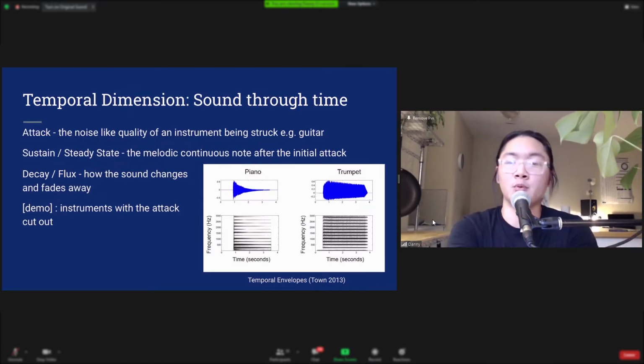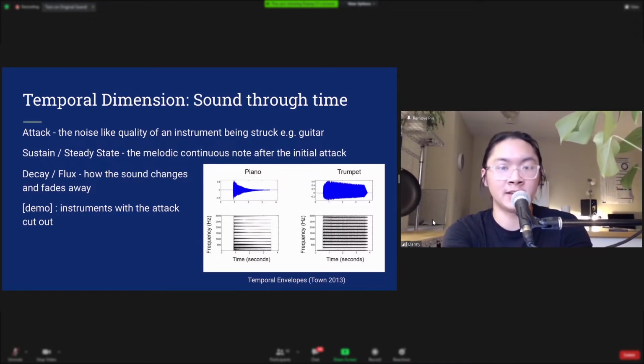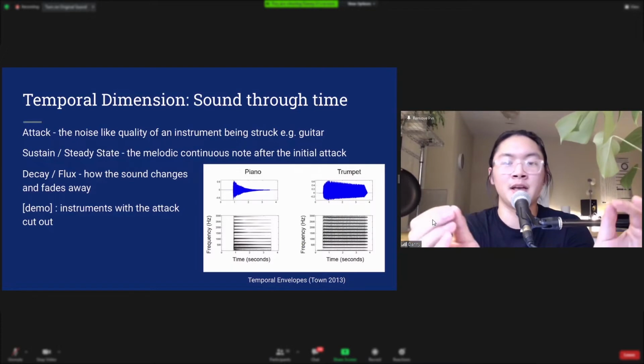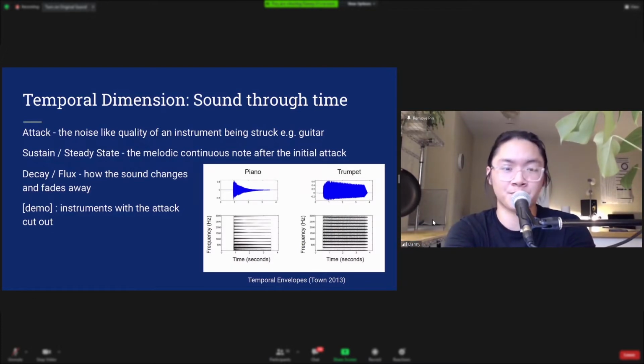So, for example, when you pluck a guitar string, the initial pluck creates a sound that helps you identify the instrument as a guitar. When you press a piano key, the sound of the hammer hitting the string creates a sound that isn't really musical, but helps you identify it as a piano.